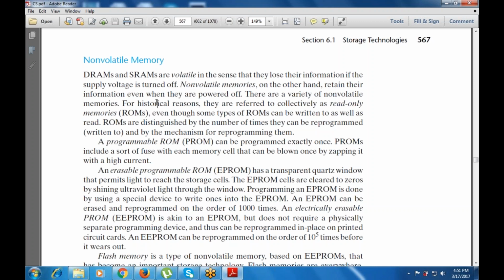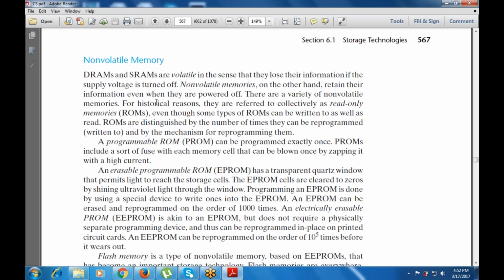And the programmable ROM can be programmed exactly once. That is also a part of the memory cell which can be blown out by using high current. Then EPROM, that is erasable programmable ROM, in which we can erase the data from the memory and the same chip can be reused again and again. And there are two ways to erase. One is ultraviolet EPROM, that is UV EPROM, then electrically erasable EPROM.